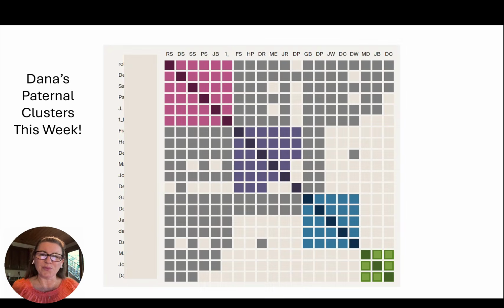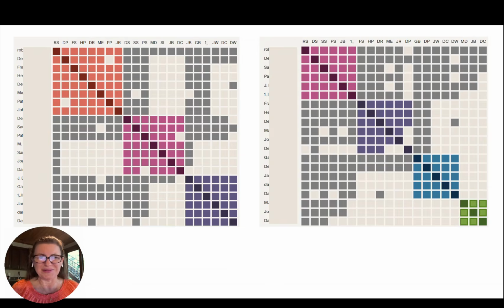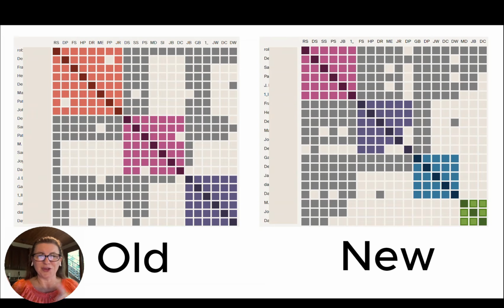Just yesterday, I reran these clusters on Ancestry as I was working on this video, and I got different clusters, which is another thing that we keep seeing: our clusters are not consistent. So let's take a quick look at what they look like now. The old one's on the left and the new one's on the right.